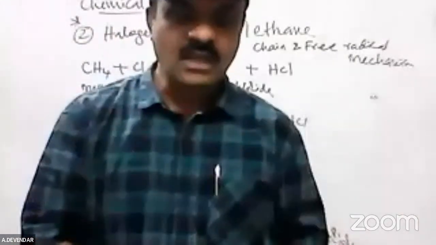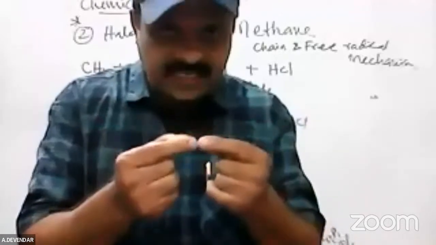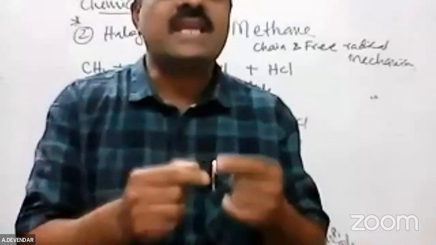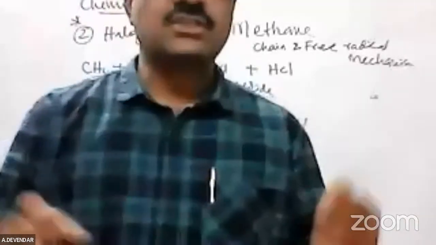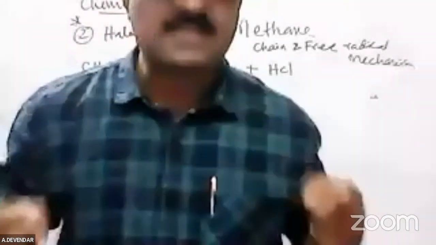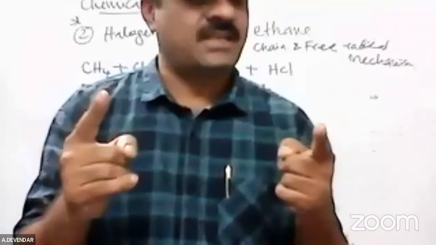In organic reactions, the reactions consist of 3 steps. The first step is called initiation. That means when chemical reactions occur, the first step is called chain initiation. Initiation means the molecules are ready to react. The first step is called the initiation step.